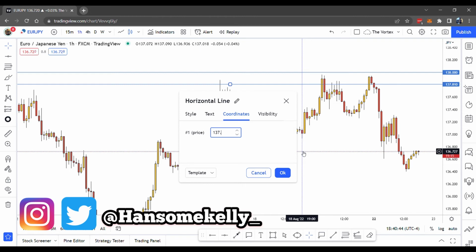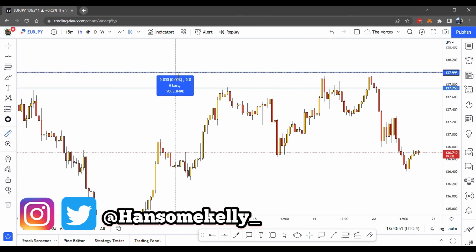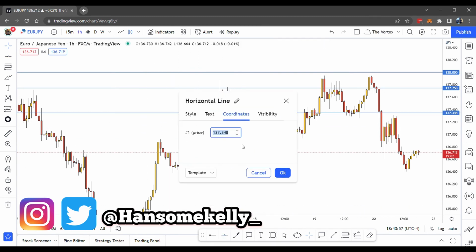Right, so we have it there, same exact thing. You guys can go to see if it's exactly 25 pips. Yes, it is. Next one. 137.50.